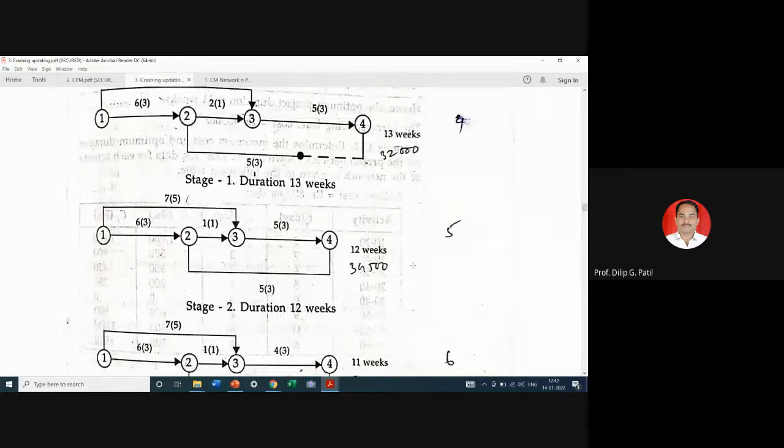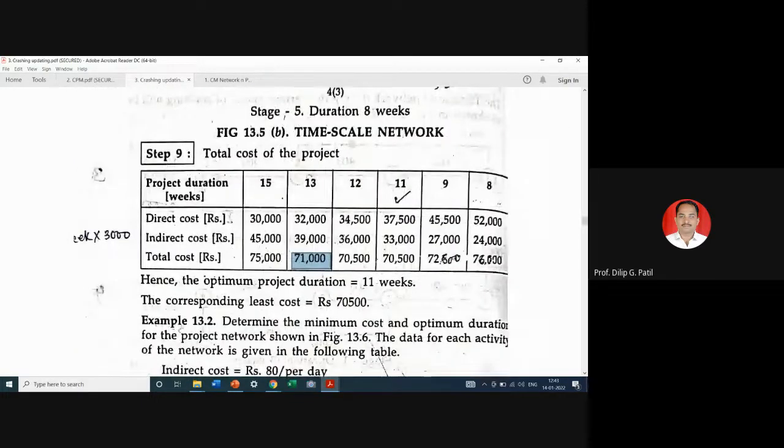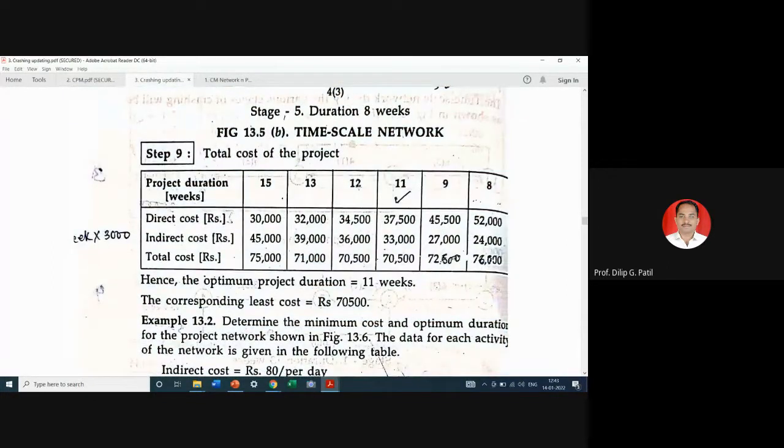सो 13 वीक्सचं परत ड्युरेशन कुठे येईल, 12 वीक्स वरती. आणि आपण 1 वीकने क्रॅश करत आहोत, there will be addition of 2500, that is 32 plus 2500, 34,500. आणि त्याच पद्धतीने पुढे आपण मग टॅब्युलर फॉर्मॅट मध्ये दाखवणार आहोत. 34,500 आणि 12 वीक साठी 12 into 3, 3000, 36,000. त्या पद्धतीने 70,500 येईल. मग परत आपल्याला पुढच्या स्टेप मध्ये कुणाला क्रॅश करायचं ते ठरवायचं, त्या पद्धतीने डायरेक्ट कॉस्ट इनडायरेक्ट कॉस्ट काढायची आणि अकॉर्डिंगली यू कॅन गो अहेड.